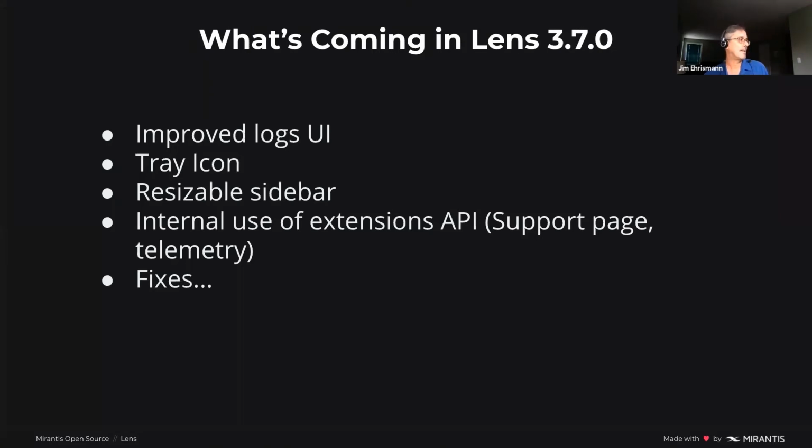We're adding a tray icon to make it easy to minimize Lens and then maybe check on your clusters just by popping up or clicking on the tray icon and getting to your workspace and your clusters from there. And adding a resizable sidebar. Anybody who's used custom resource definitions knows sometimes they have very long names and you're not able to distinguish which are which in the sidebar because it's too small. So you can resize it so you can see all the titles.